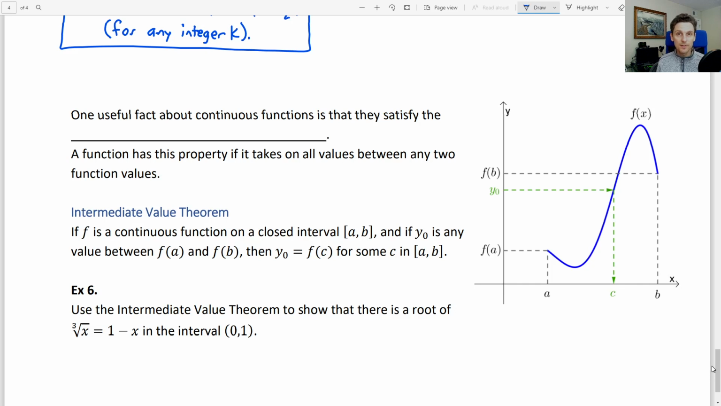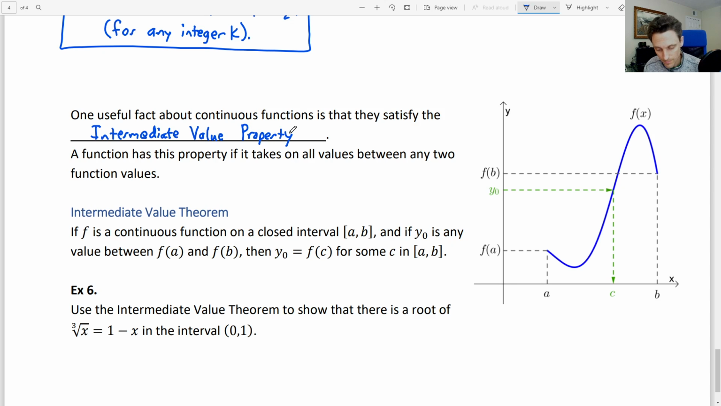Before we leave continuous functions, I want to mention one useful fact about continuous functions, which is that they satisfy the intermediate value property. A function has this property if it takes on all values between any two function values. So there's a picture over here that shows the graph of a function from x equals a to x equals b, and the y values at x equals a and x equals b are indicated. There's f of a and f of b.